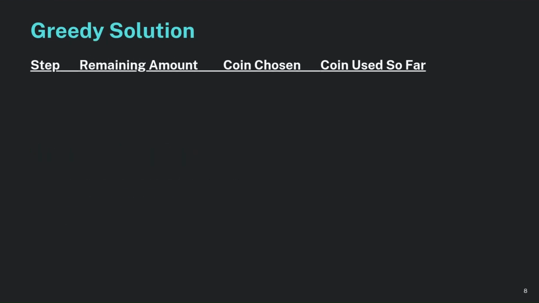Let's create a table and track what we are doing in each step. In the first step, the remaining amount is 10, since we haven't chosen anything yet. We are looking at the reversely ordered list and take the largest coin, which is 6, right? Because we have denominations of 1, 5, and 6, so the largest is 6. Since it's less than the remaining amount 10, we can use it. We put it into our bucket, so the number of coins used so far is 1.